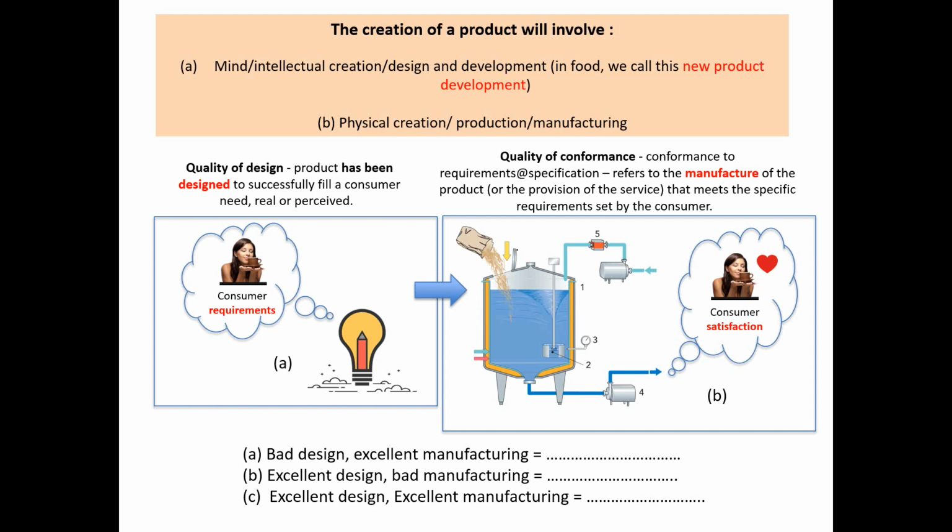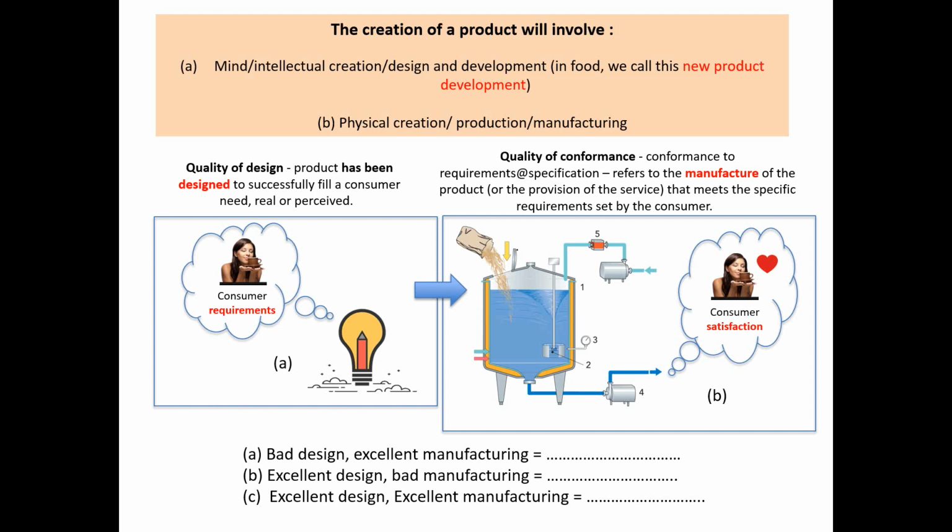Product has been designed to successfully fill a consumer need, real or perceived. So you have to figure out what they want, what will make them happy, and what will give them that delight. That is quality of design. After you figure out all the requirements, you translate them into specifications, lots of specifications, ranging from raw materials, packaging materials, process 1, process 2, process 3, process 4. So this is called specification.